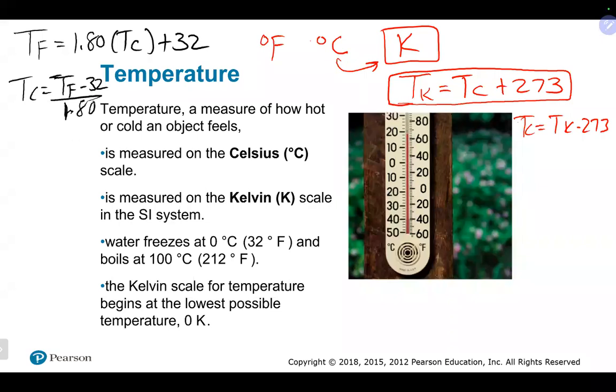1.80, the one on the bottom? Yeah, it's 1.80. Other questions?